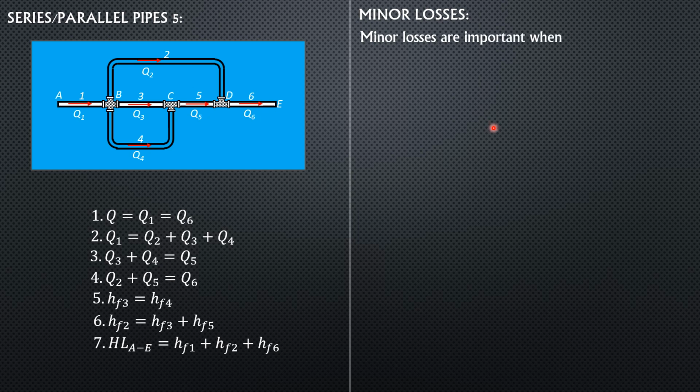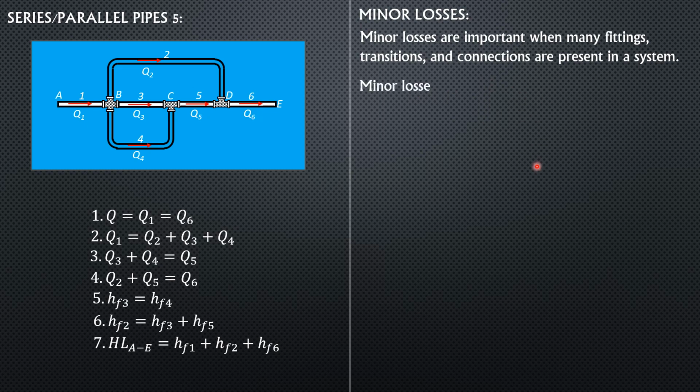So minor losses are important when many fittings, transitions, and connections are present in a system. Generally, the minor losses are expressed in terms of the velocity head, and there's a factor called loss coefficient K. Its formula applies to all fittings, transitions, and connections except for sudden expansion, which has a different formula.